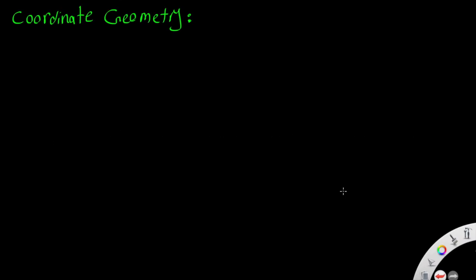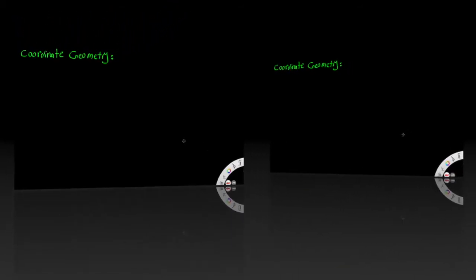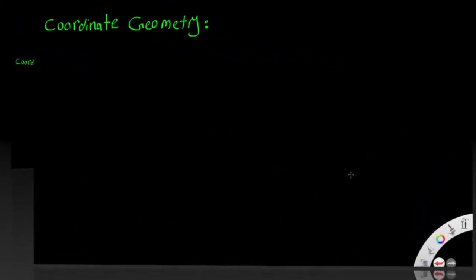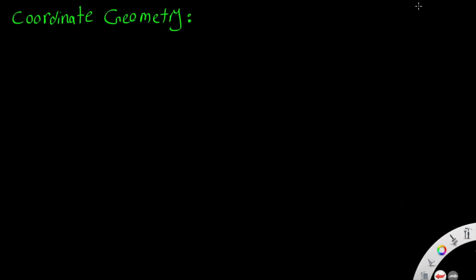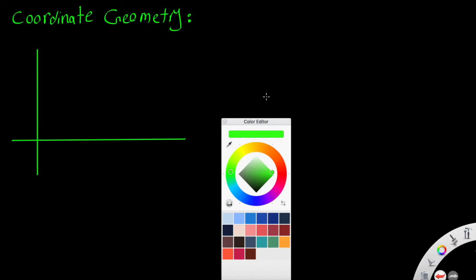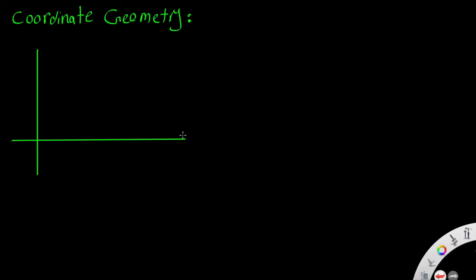Everyone, in this video we are going to learn some concepts, points, and definitions in coordinate geometry. Okay, the first thing that we are going to learn in this chapter is how to find the distance between two given fixed points.